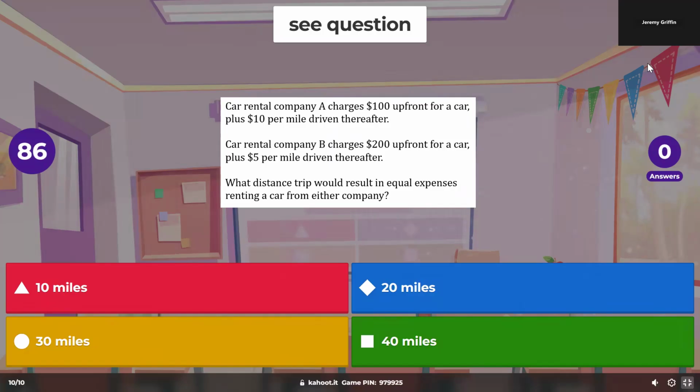Car rental company A charges $100 up front for a rental car, plus $10 per mile driven thereafter. Car rental company B charges $200 up front, and only $5 per mile afterwards. What distance trip would result in equal expenses?